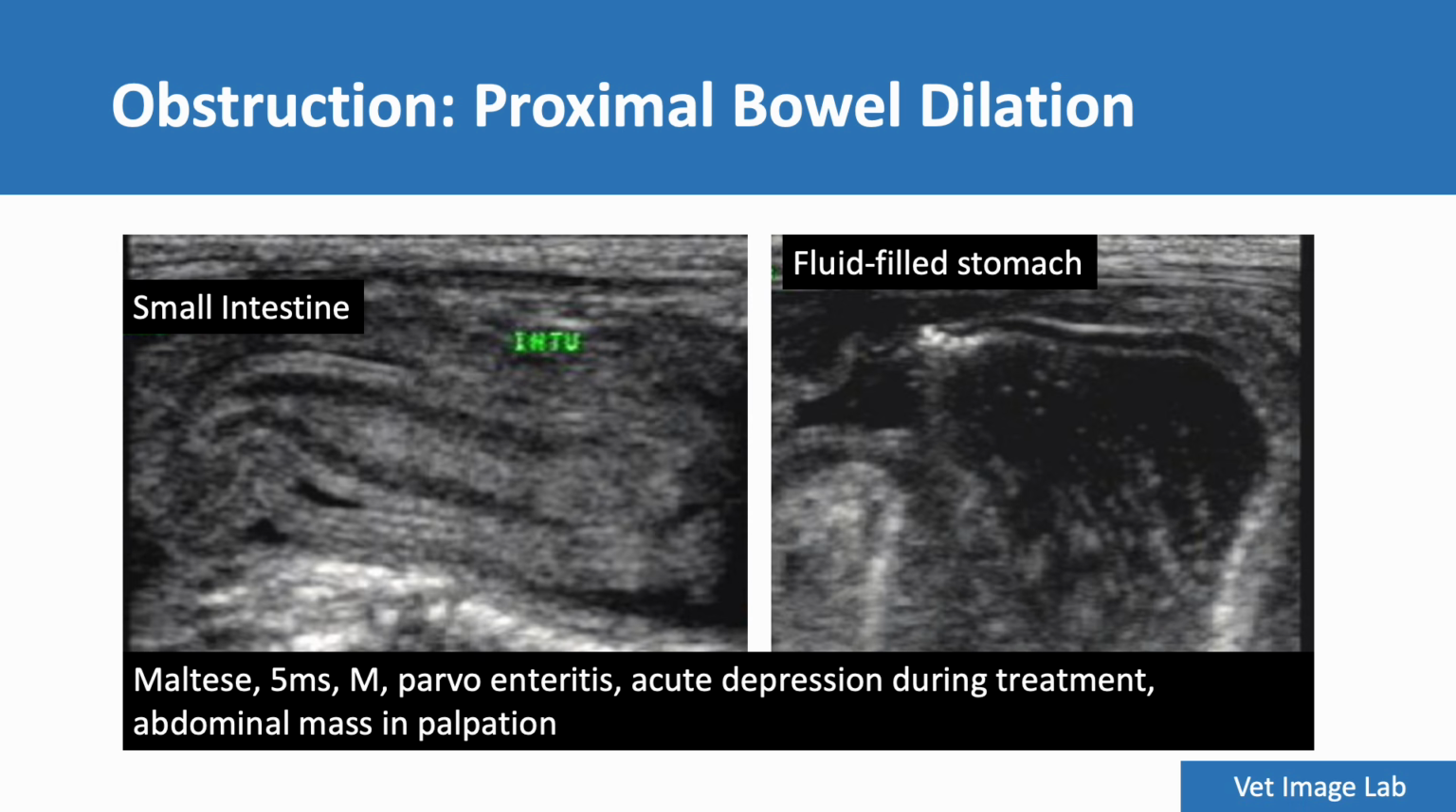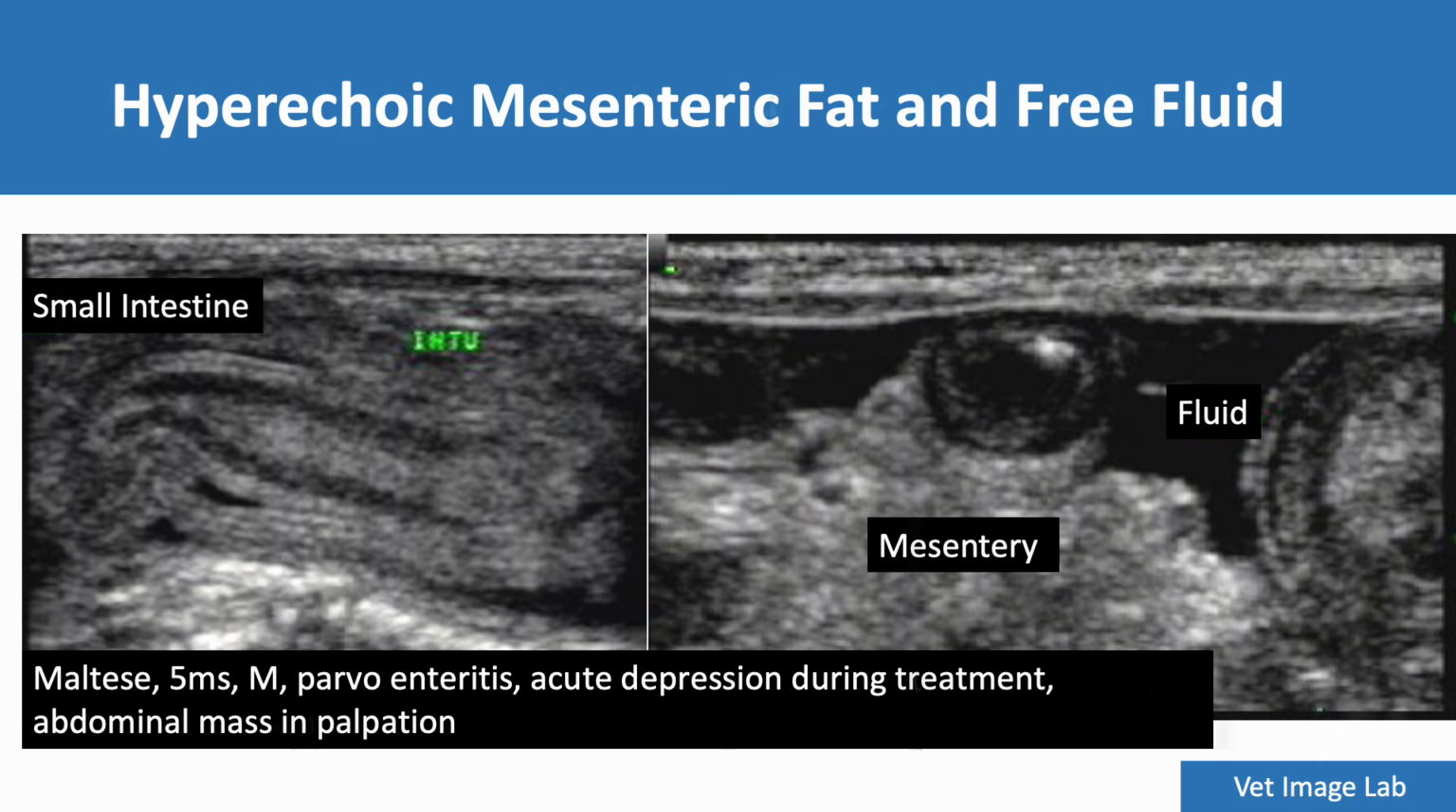This kind of marked proximal dilation suggests significant mechanical obstruction. If the obstruction is complete, this increases the clinical urgency of the case. In addition, the fat around the intussuscepted segment is markedly swollen and hyperechoic, and we can also see free peritoneal fluid.